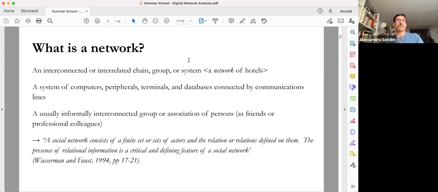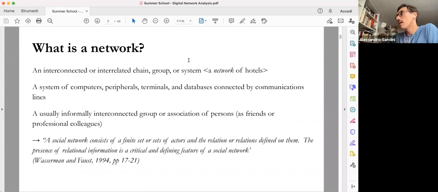So embedded in networks are also properties related to not just the way in which relations form, but also how individuals, individual nodes, as we're going to learn to call them, are embedded. So the idea that a certain tie, for instance, which means a connection from one node to another, has a certain value depending on a certain feature. This can also be embedded in networks.